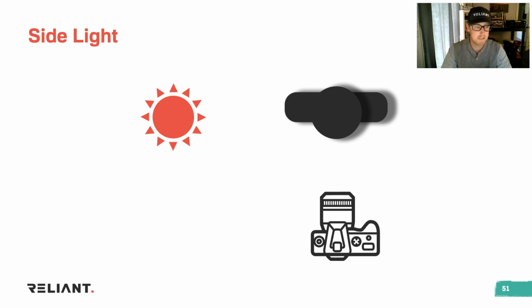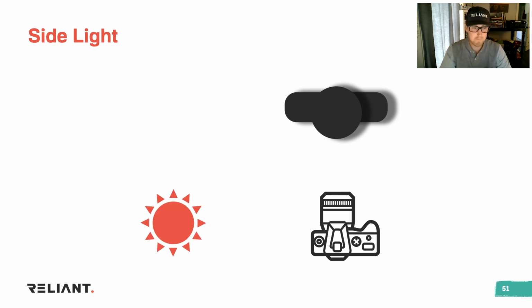So let's look at some examples of side light. And this slide just shows how you can have the sun at a 45-degree angle to your subject.